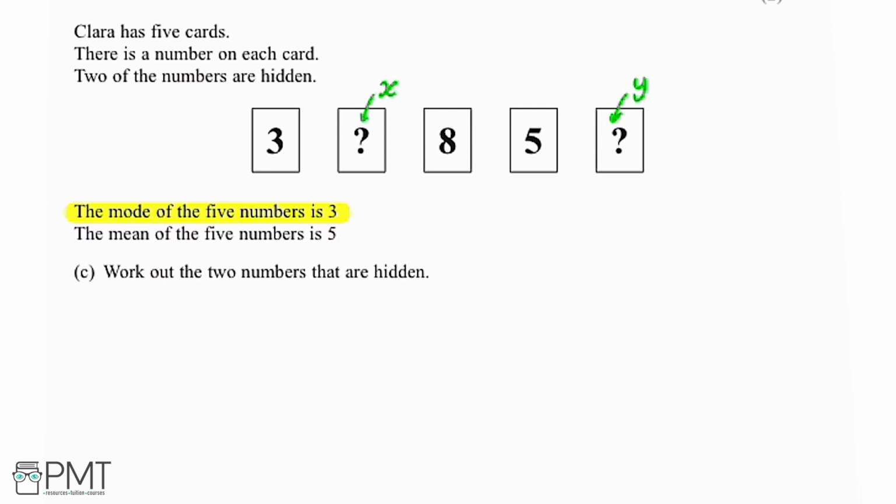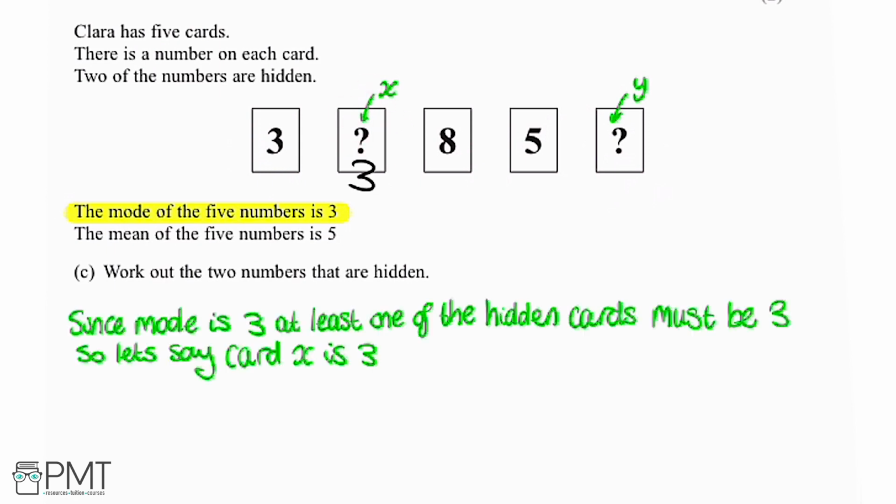Currently, out of the cards that we know the value of, we've got 1, 3, 1, 8, 1, 5. So within those 3, they're all equally as common. But since we know the mode of the 5 numbers is 3, this means that at least one of these has to be 3. So either our X card here or our Y card. I'm going to say our X one is here. So I'm just going to label up here 3. We're now going to take a look at our other line. The mean of the 5 numbers is 5. So we get the mean when we add up all of the numbers and divide by how many there are. So we do 3 plus 3 plus 8 plus 5 plus Y divided by 1, 2, 3, 4, 5.